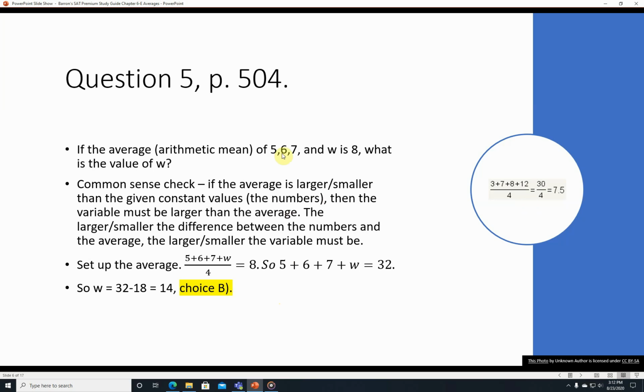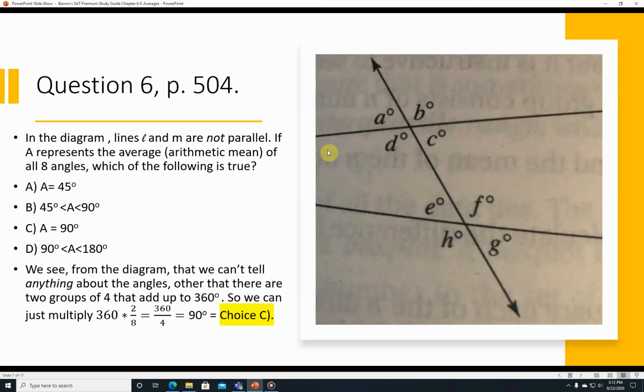If you have 3 numbers they give you, or whatever number of numbers they give you, that are all lower than the average, and one variable, you know the variable has to be higher than the average.